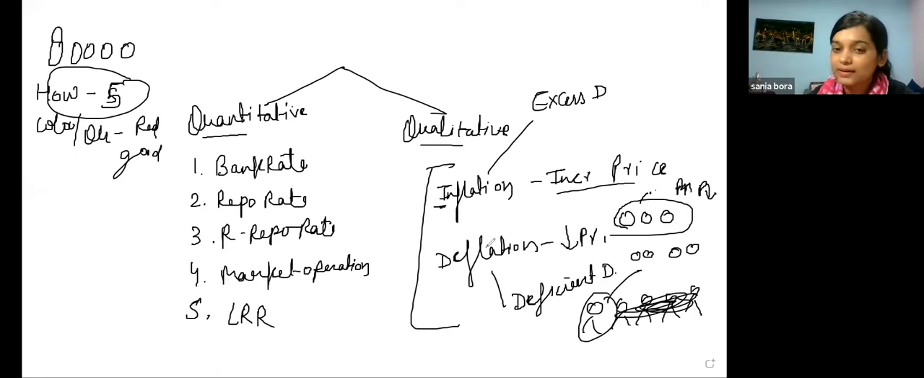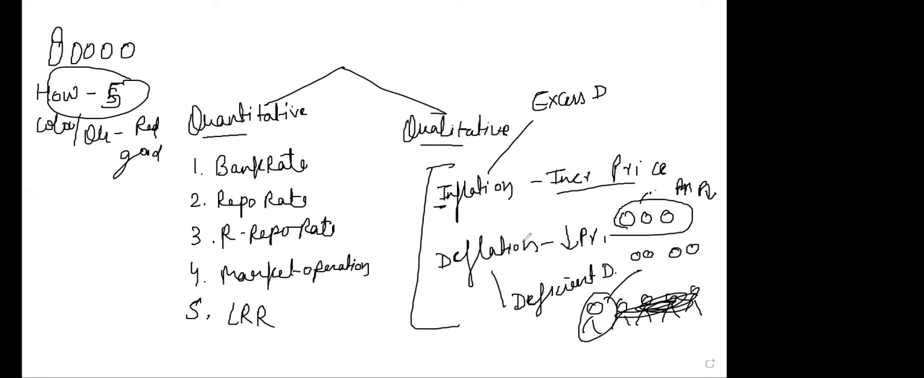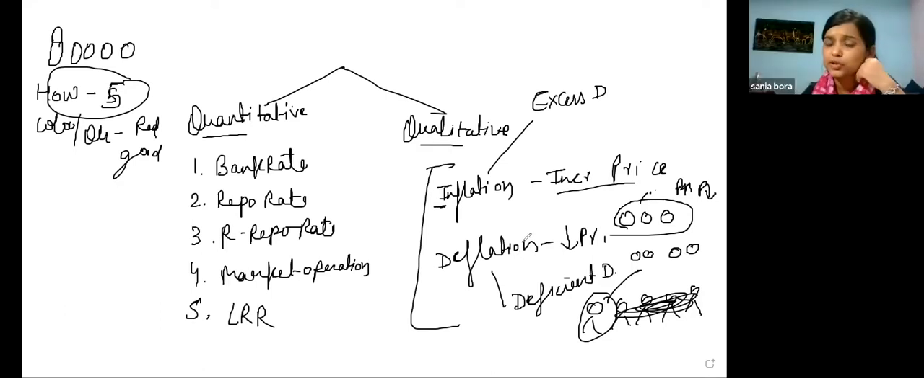So when excess demand is there, automatically the price will increase because lots of people are demanding. Because of that, inflation will be there. Inflation means increase in price. With deficit demand, nobody is demanding, so I will decrease my price. That means I'll be bringing deflation. I hope inflation and deflation are clear.